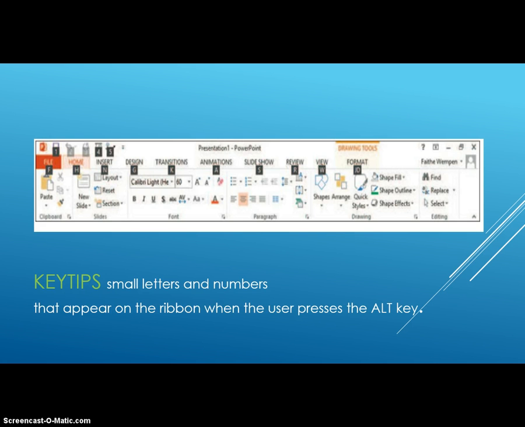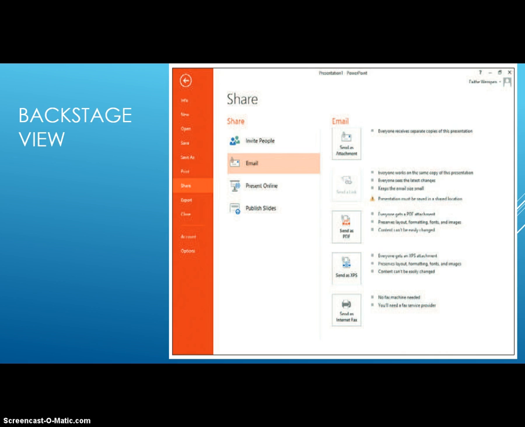If I was to press the letter K, it would bring up my font size. So the letters just open up. Instead of you using your mouse to click on them, they'll appear.